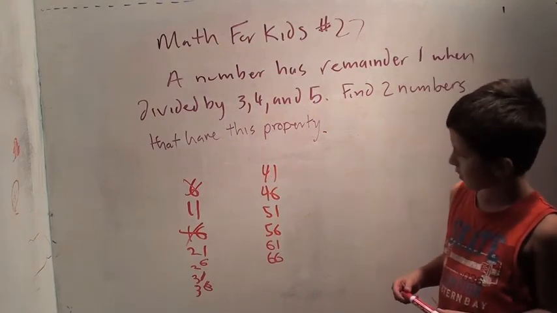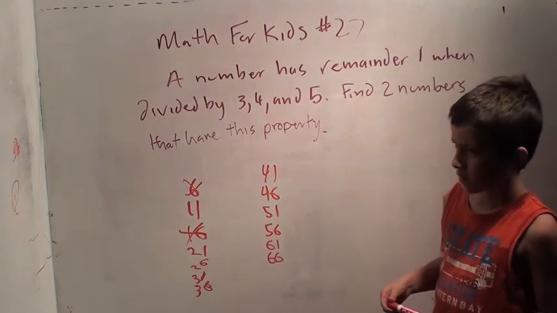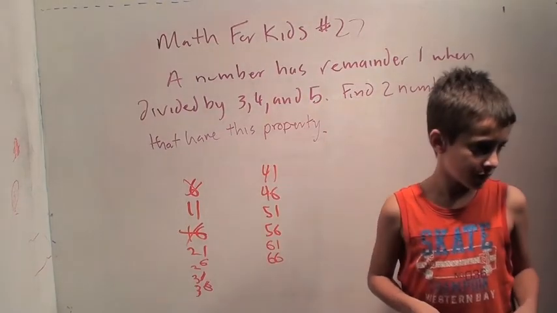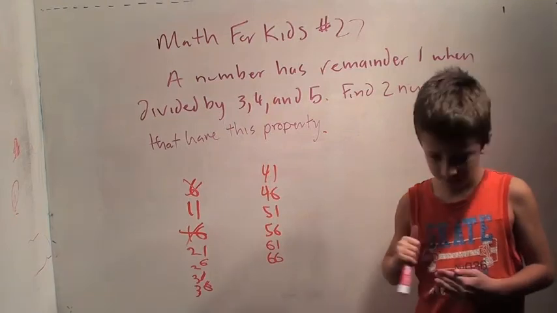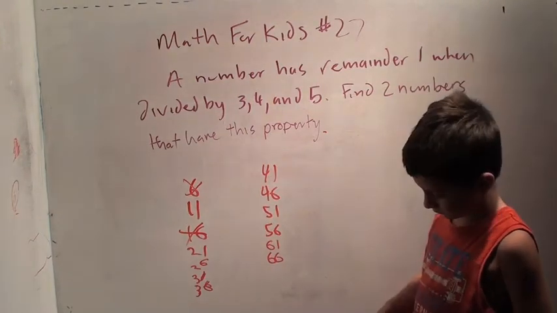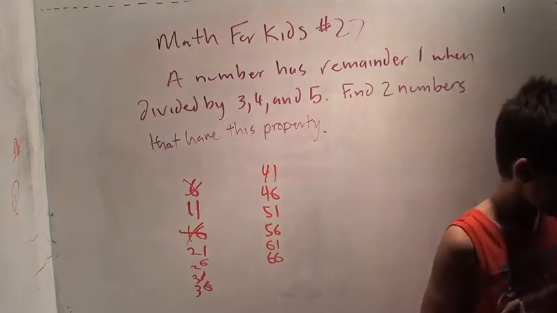What can you tell me about multiples of 4? Are they even or are they odd? They're actually all even. Okay, all multiples of 4 are even. So when you divide an even number by 4, what can you get for a remainder?